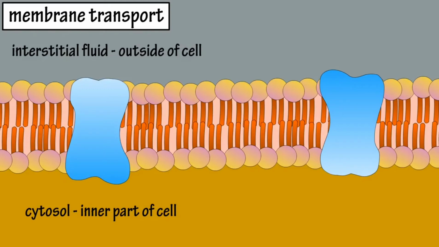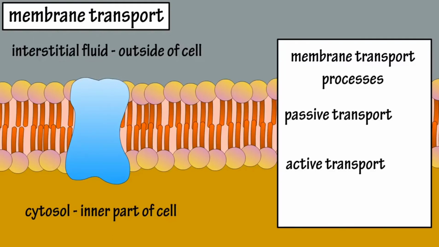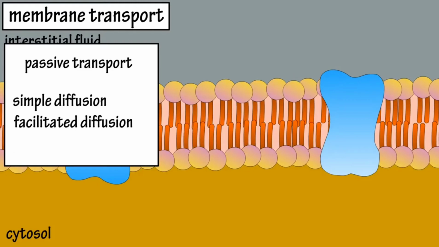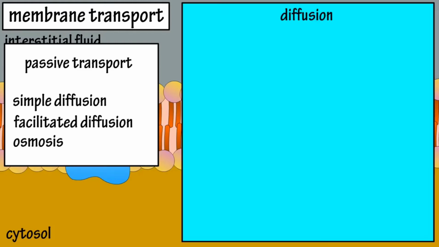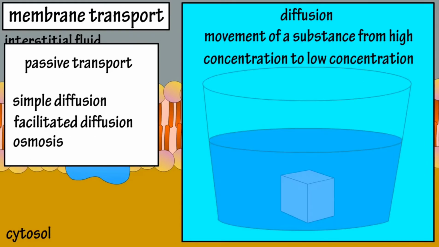Substances move into and out of a cell through several different processes called membrane transport. There are two main processes: passive transport processes and active transport processes. The main difference between the two is that passive processes do not require energy expenditure, and active processes do require the cells to expend energy. Let's start by looking at the passive processes, which include simple diffusion, facilitated diffusion, and osmosis. Diffusion is the movement of a substance from where it has a high concentration to where it has a low concentration, or the tendency of a substance to spread out evenly over a given space. For instance, when a sugar cube is dissolved in water.